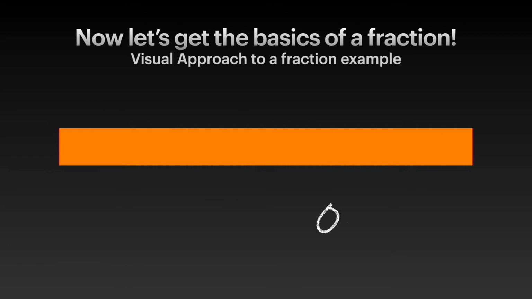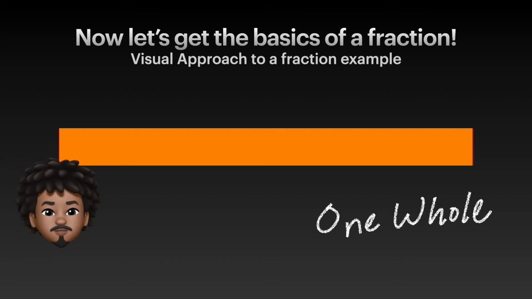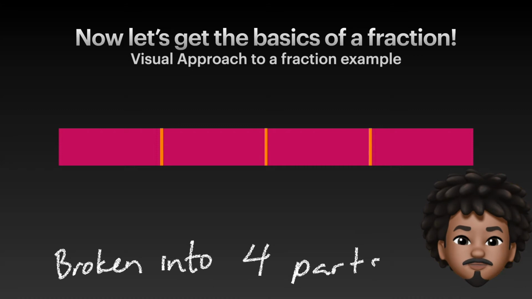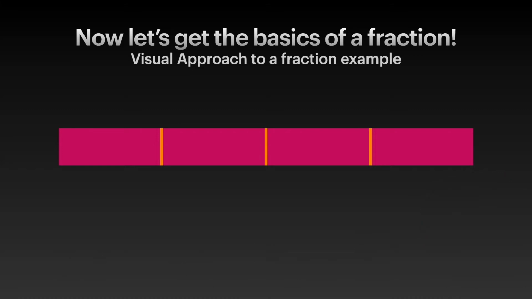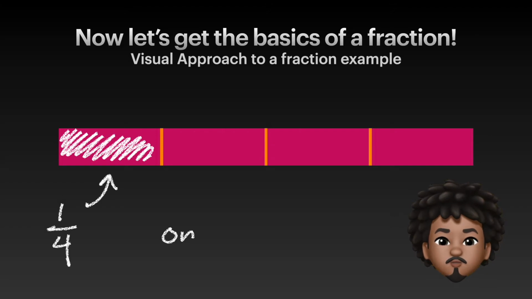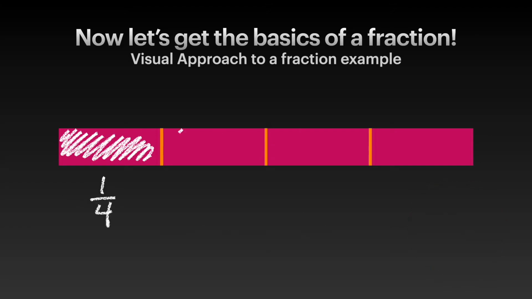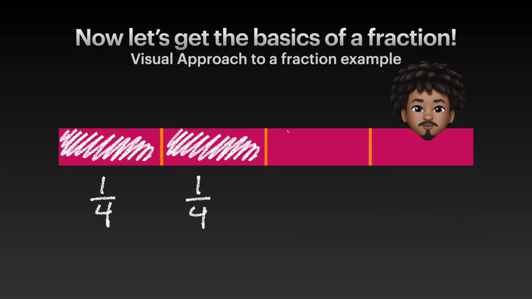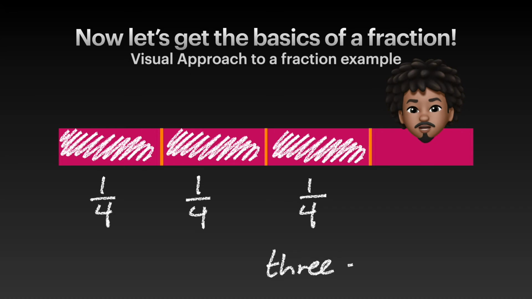Now let's get to the basic fundamentals of a fraction using a visual approach. So this bar is going to represent one whole. We're going to take our one whole and break it into 4 parts. By shading in a part, we can begin to visually represent our fraction. This represents 1/4. By shading in another one, now I have 2/4. The third one will give me 3/4, and so on.